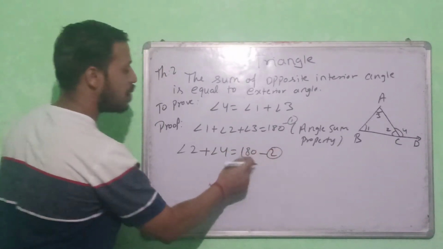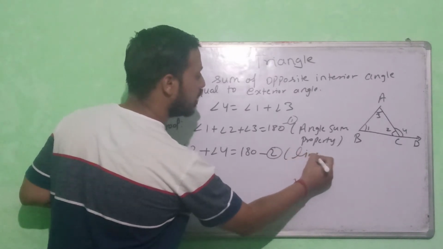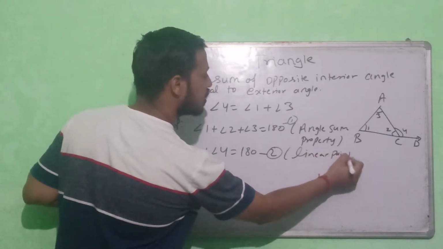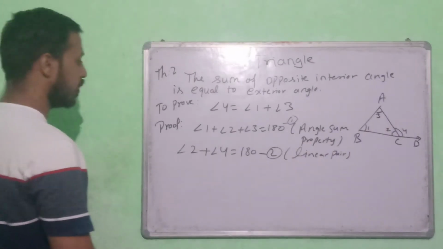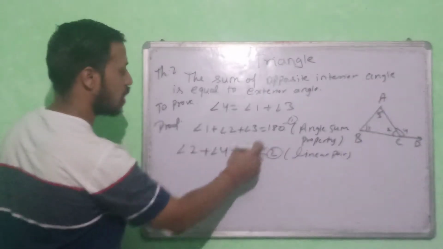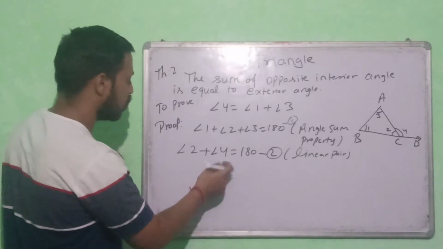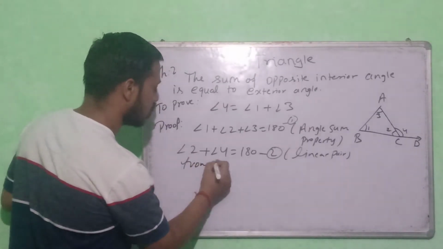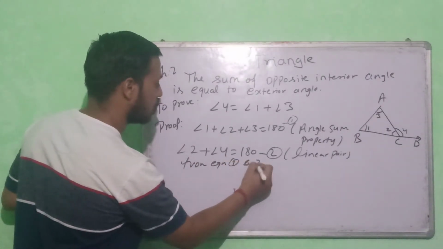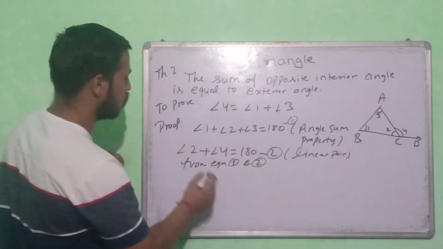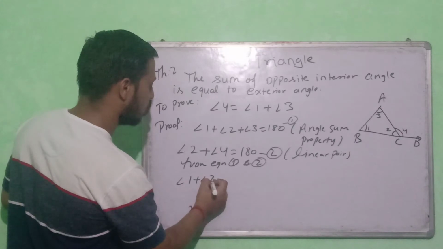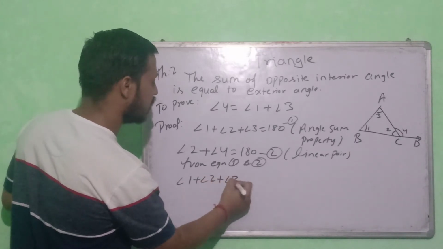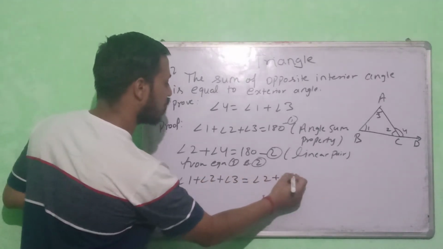Second equation. Why am I writing here? Because of the linear pair. This is a linear pair. Angle 2 plus angle 4 equals 180 degrees. As these two are similar, so from equation 1 and 2, angle 1 plus angle 2 plus angle 3 equals angle 2 plus angle 4.